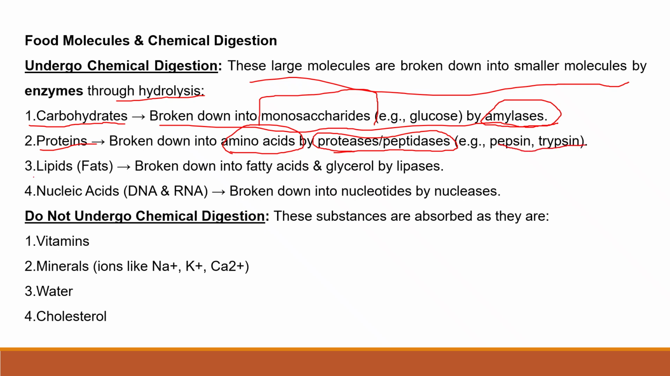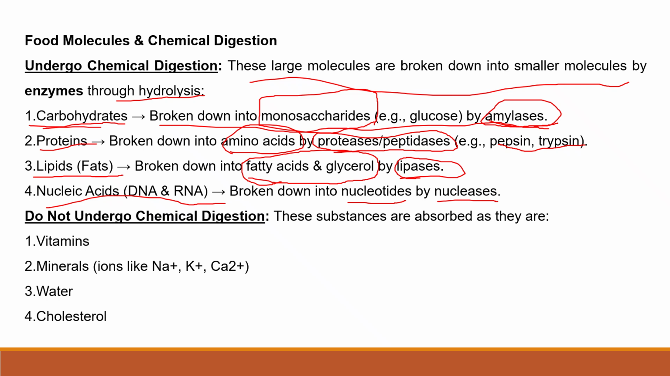Next, the lipids or the fats. Fatty acids and glycerol will be formed from lipids with the help of lipases enzyme, and nucleic acids break down into nucleotides with the help of nucleases. So it's very simple. In the case of carbohydrates, the amylase enzyme is needed to break down into monosaccharides, and amylase enzyme is present even in the saliva.